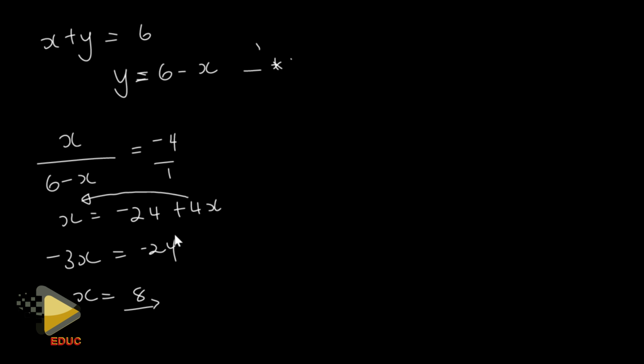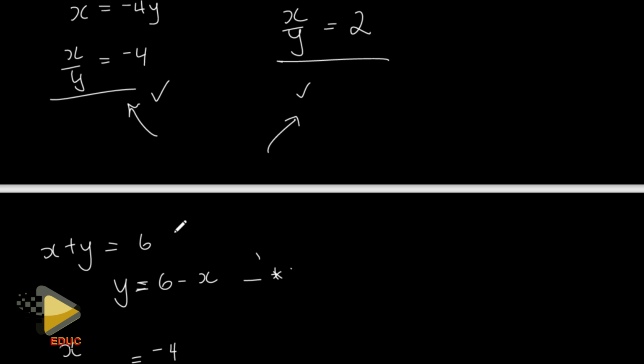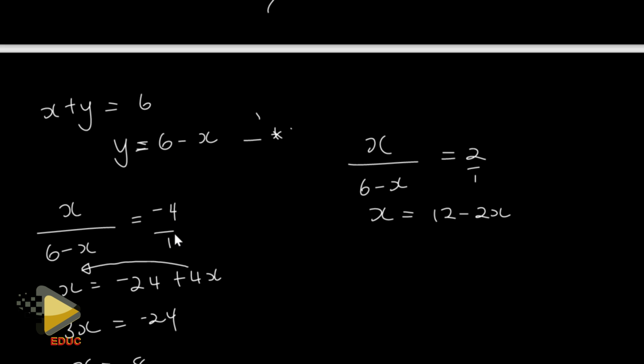So if x is 8, let me just substitute it there. So that y is 6 minus 8, which is negative 2. Then let me do it on this other side. I'm going to say x over 6 minus x gives us a 2. Cross multiply, x is going to be 12 minus 2x. When I transpose the 2x, that's going to be 3x is 12, which means x is a 4.